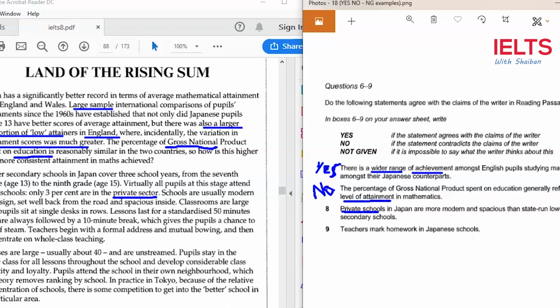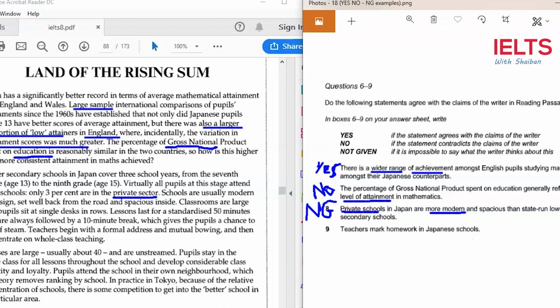So this private sector, actually, gives no information about private schools in Japan being more modern. So no information. So this is a not given question. So no information about more or less. As I said previously in the introduction of not given, we have either extra information or no information. So the extra information here is that it is more or less. So nothing is more, nothing is less. So no information, not given.